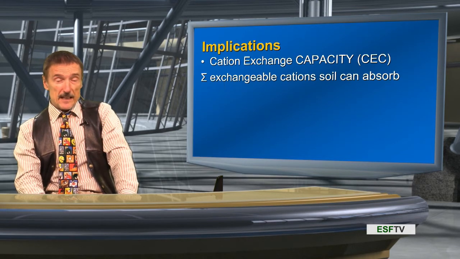And we could define that. So if I ask you to define that on a test, the simple, very exquisite definition is the sum of exchangeable cations a soil can adsorb. This should be AD, adsorb. The sum of exchangeable cations a soil can adsorb, that is cation exchange capacity.